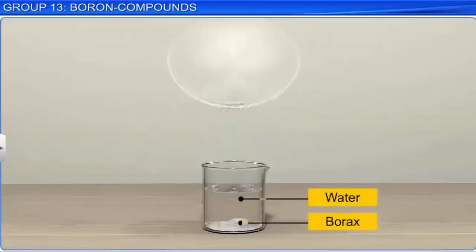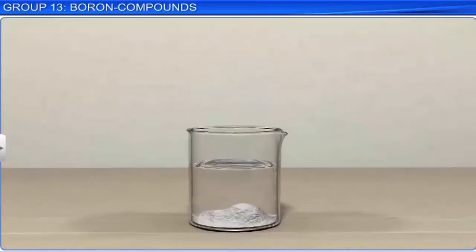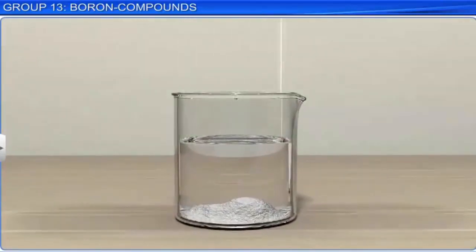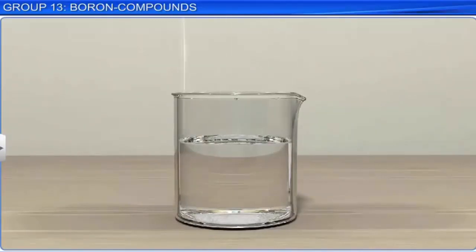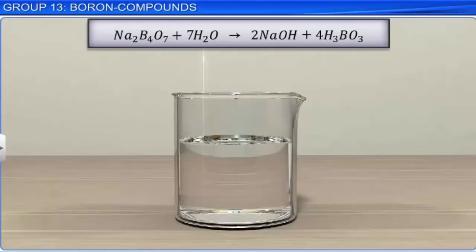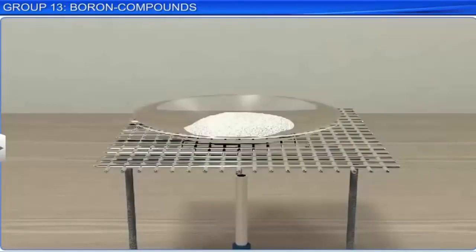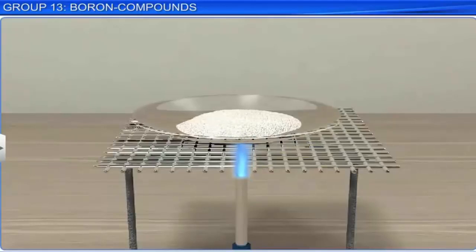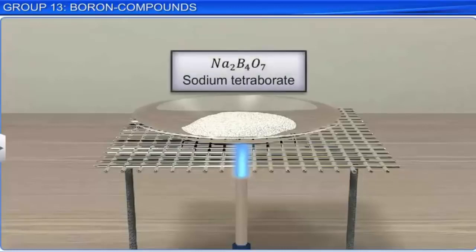Borax dissolves in water and the resulting solution is alkaline. As shown in the reaction, when borax is placed in water, sodium hydroxide is produced. When borax is heated, it loses its water of crystallization and swells. The resulting white, opaque mass is anhydrous sodium tetraborate.